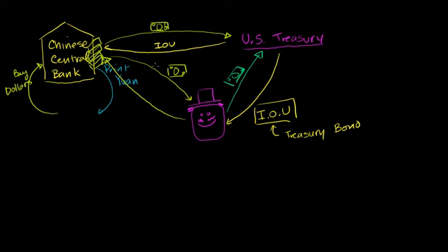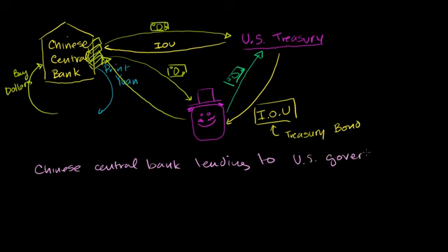So when this looks kind of convoluted, they're doing all of this, but the essence of what is happening here is that the Chinese central bank is lending to the US government. And it might be buying other assets, but the Treasury bonds and bills are really the main form of liquid asset they might be buying.